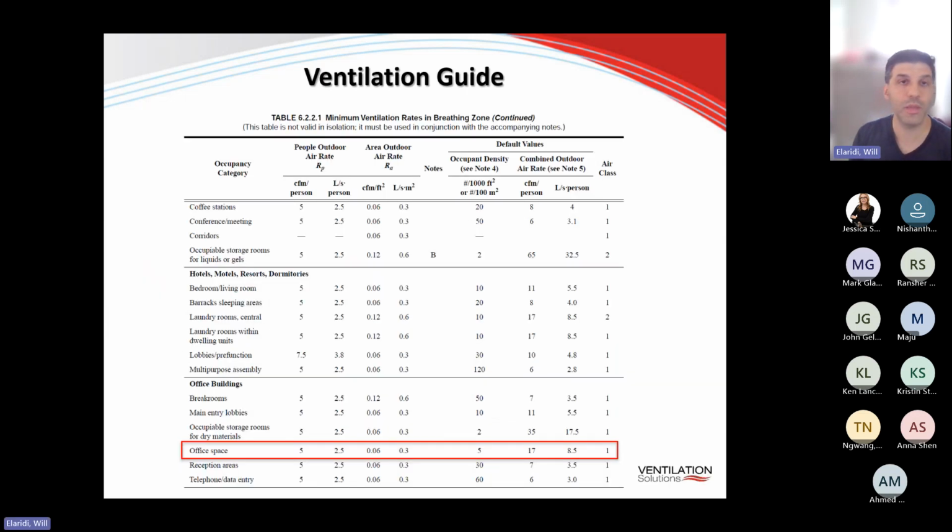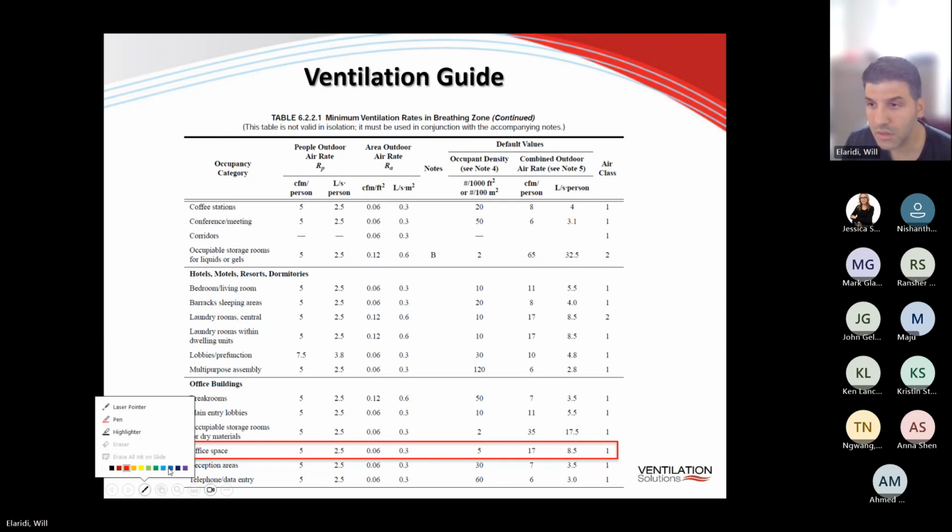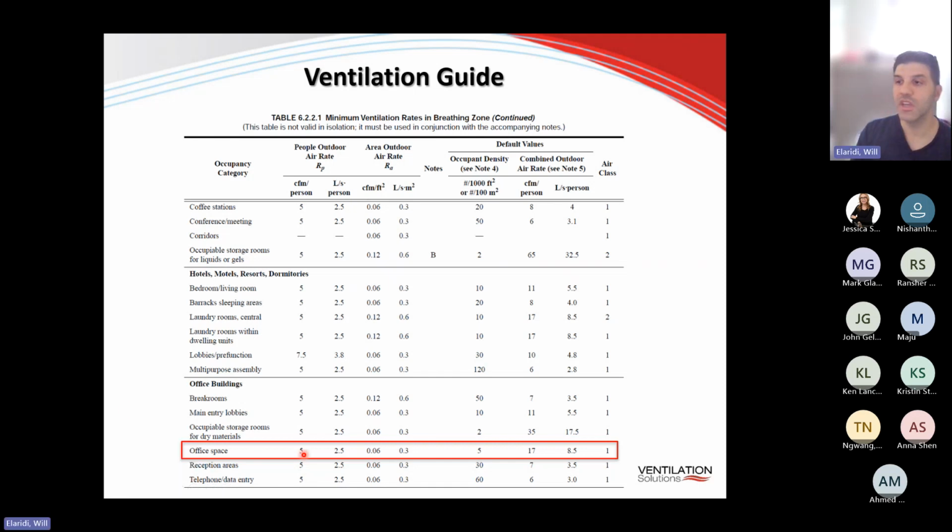So you may be familiar with this ventilation guide from ASHRAE 62.1. Depending on what type of application you have, there's a certain criteria to meet in order to meet the minimum fresh air requirements. I boxed out a typical application here, which is an office space. For a typical office space, you have to account for 5 CFM per person, which is right over here. I'll just put my laser pointer. So here's 5 CFM per person.